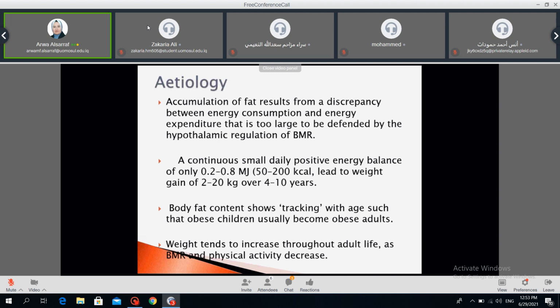Also, another fact is that body fat content shows tracking with age, so obese children, when they grow up, will usually be obese adults. And also we should know that weight tends to increase throughout adult life. So when you get older, your body weight will increase. That's because activity is decreased and basal metabolic rate becomes slower.